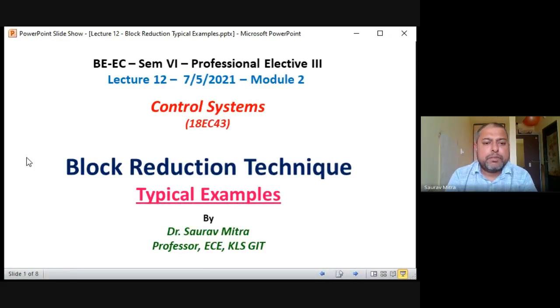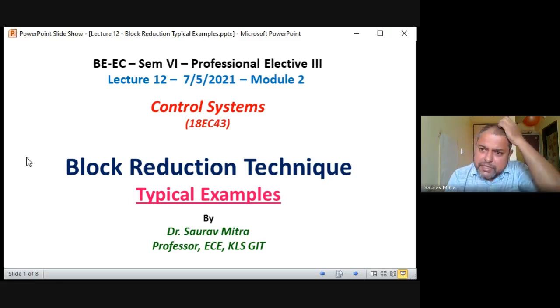You can check that. But in today's session, what we have planned is we are going to do some 4 to 5 numericals, and all these are typical examples. So we will mainly see the shifting of takeoff points before and after the gain block. We will see swapping a gain block with a summing point, and finally we will see how to swap two summing points. So all the numericals that will be done in today's lecture will be very typical, and I think this will be the last session on block reduction technique. So next week on Monday, we will start with the second part, that is the signal flow graph.